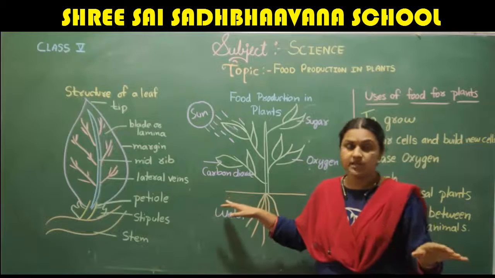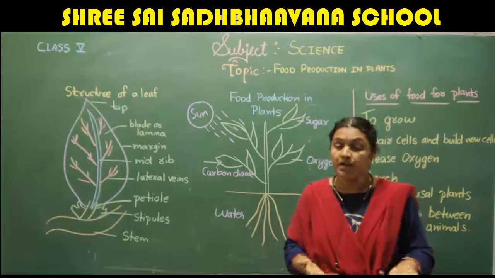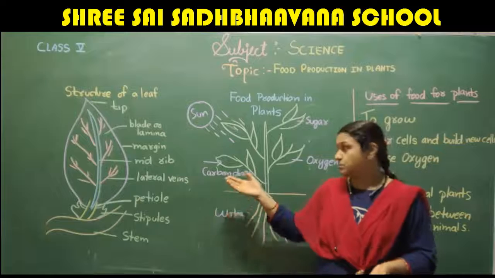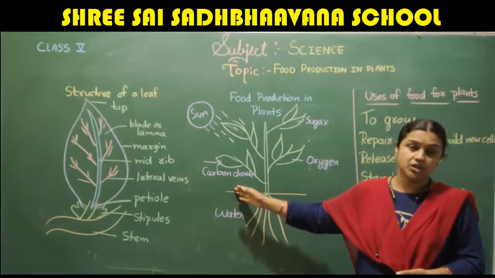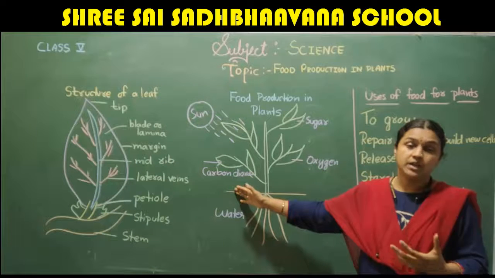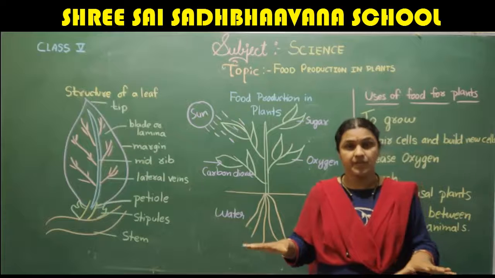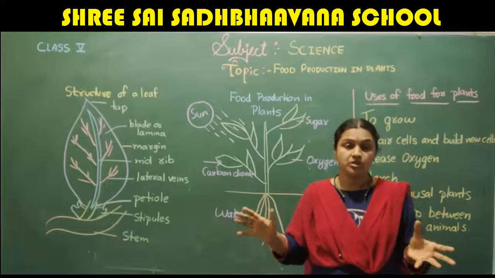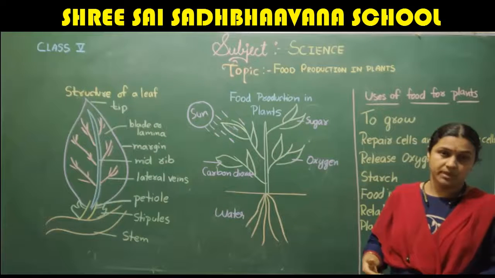If only plants are there, they cannot survive. If only human beings and animals are there, we cannot survive. Because plants give us oxygen and we give them carbon dioxide. So it is very important that both of us balance in life. There should be equal proportion of the plants, the animals, and the human beings.